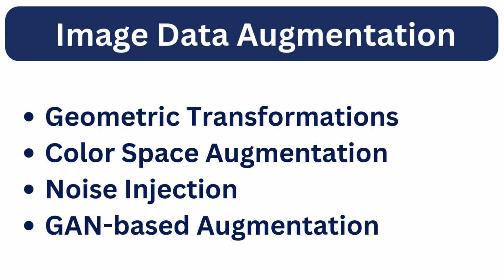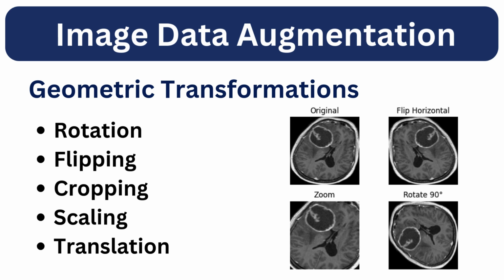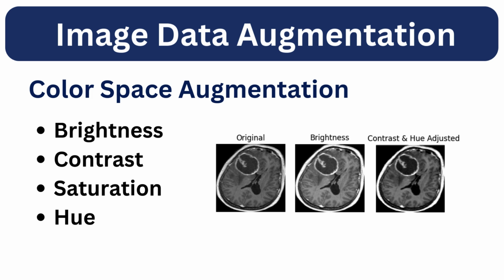Let's discuss data augmentation techniques in image data. Common techniques include geometric transformations, color space augmentation, noise injection, and GAN-based augmentation. Geometric transformations include rotating, flipping, cropping, scaling, or translating the images. You can see some examples in the picture. Color space augmentation randomly adjusts the brightness, contrast, saturation, and hue of the image.